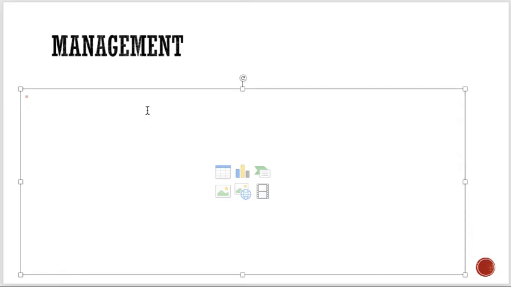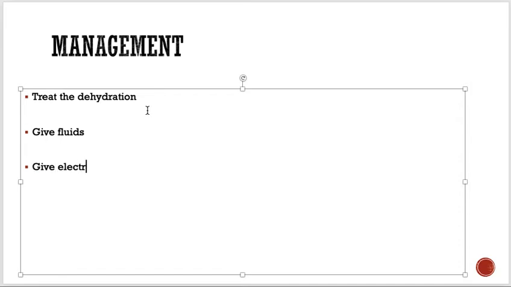So what kind of condition does Cryptosporidium give? It gives diarrhea, right? So remember, treat the diarrhea. How do we treat the diarrhea? Basically, treat the dehydration. How will you treat the dehydration? Of course, you have to give a lot of fluids, give electrolytes. That's the important thing, especially in kids. I told you, that's very important because they can die because of this.